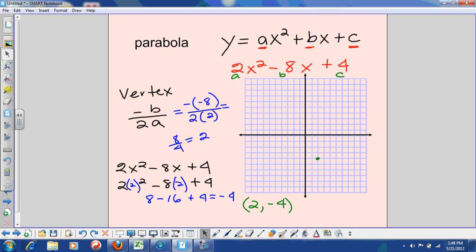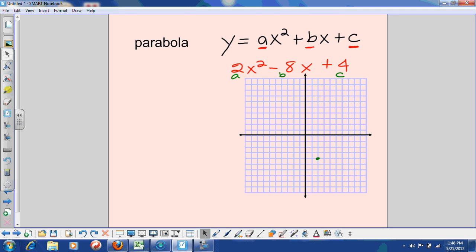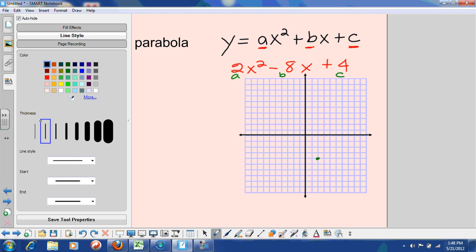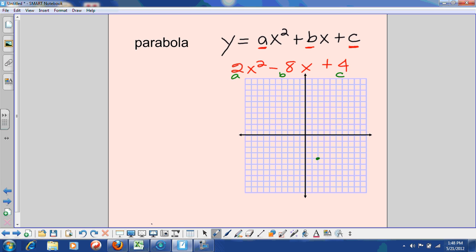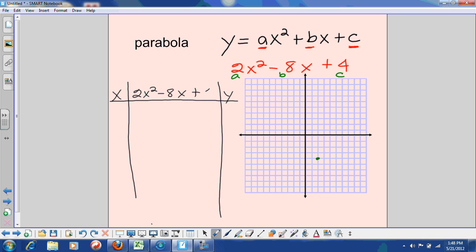Now back to how we solved everything. Okay? I'm going to erase the vertex. And there are examples in the book. And we're going to go back to our usual, making an XY chart. So here we have x, our equation, and then y. And our equation is 2x squared minus 8x plus 4.